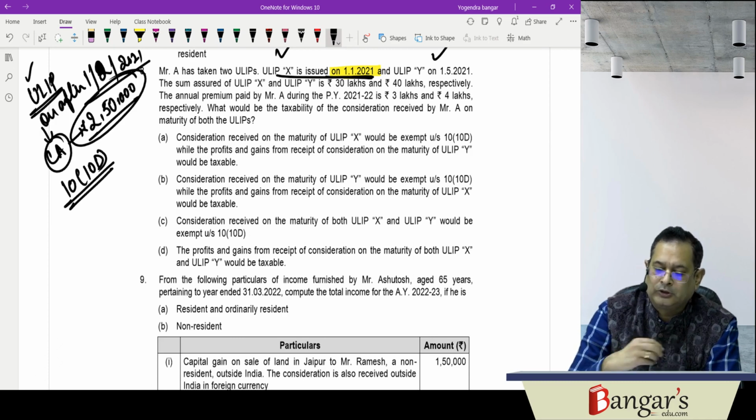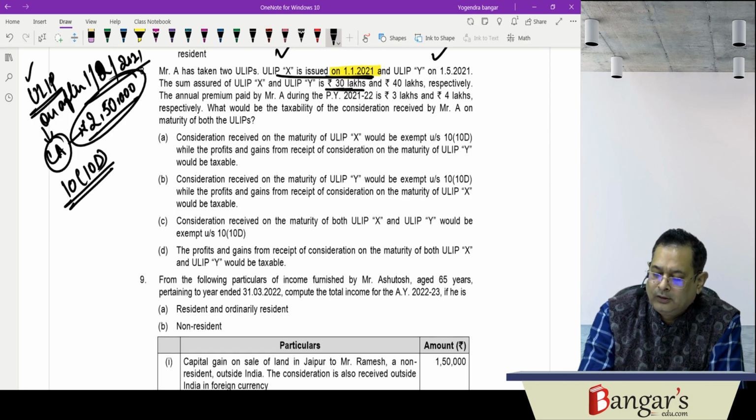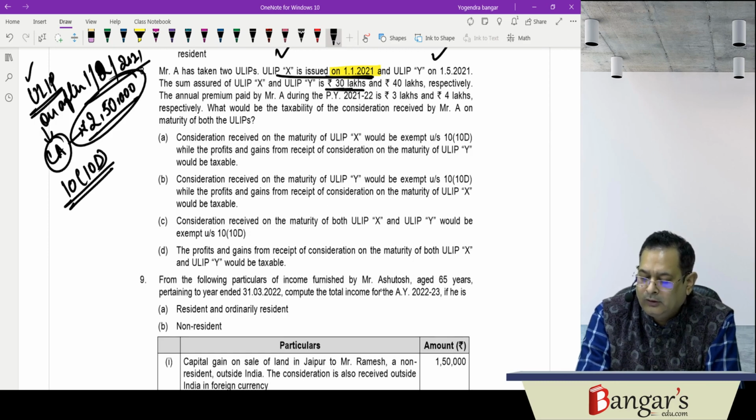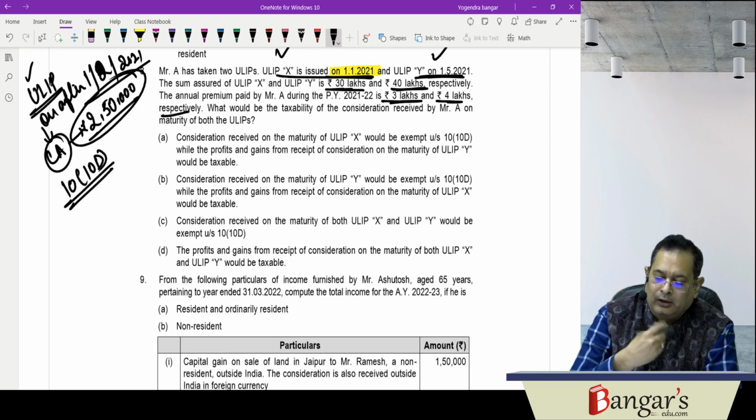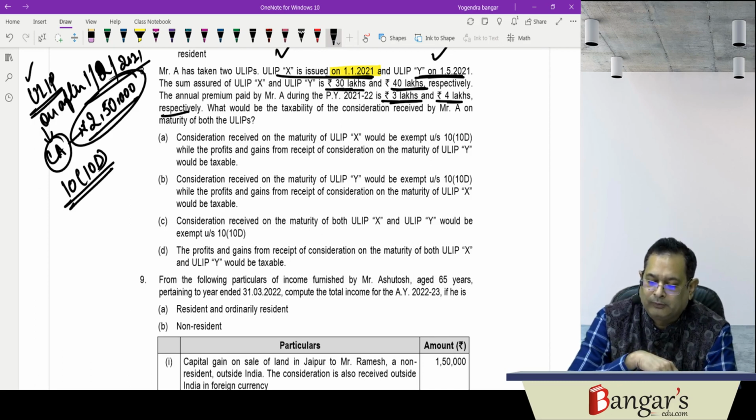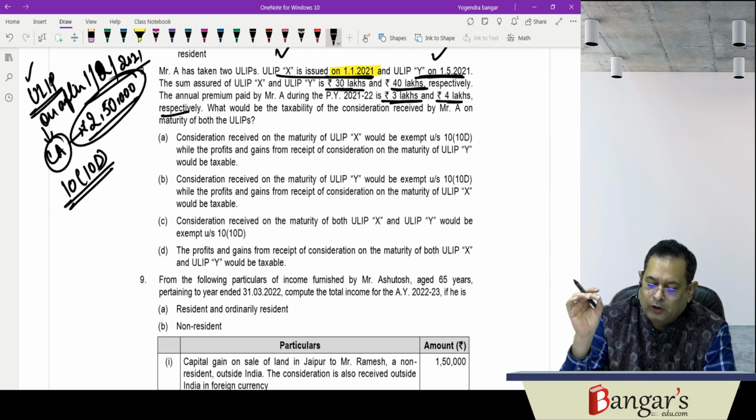Now, sum assured here is 30 lakh rupees. Then, in this case, ULIP Y has been issued on 1/5/21. Sum assured is 40 lakh rupees. And annual premium paid by A during previous year 21-22 is 3 lakh and 4 lakh respectively. That doesn't exceed what? 10% of the capital sum assured. ULIP is basically towards life saving as well as investment. Now they are asking what would be the taxability?